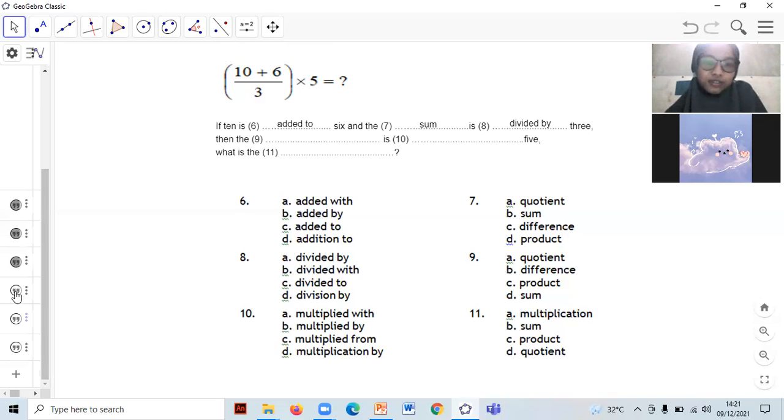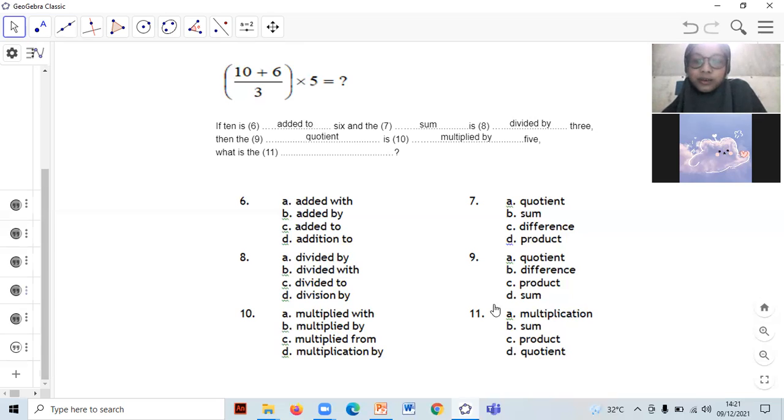We can see the answer. Okay, quotient. Because quotient is operation result for division. Okay, then the question is multiplication. So we can choose for number 10 is B, multiplied by, because by is a preposition for multiplication. Okay, we can see the answer. Yes, multiplied by 5.